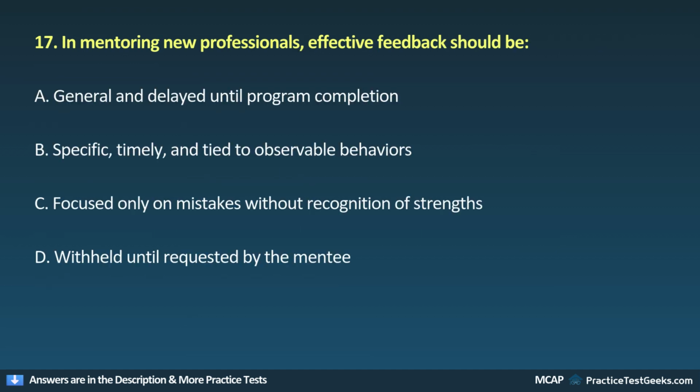17. In mentoring new professionals, effective feedback should be A. General and delayed until program completion. B. Specific, timely, and tied to observable behaviors. C. Focused only on mistakes without recognition of strengths. D. Withheld until requested by the mentee.